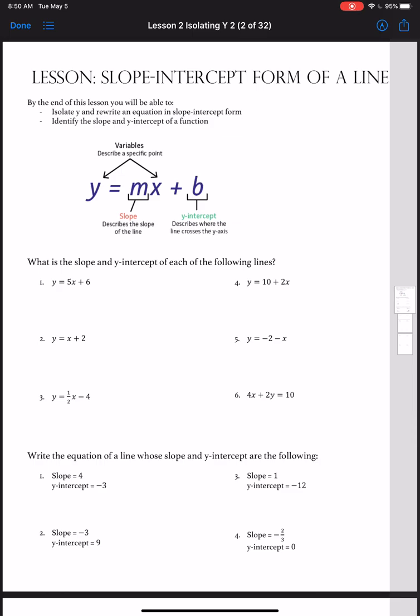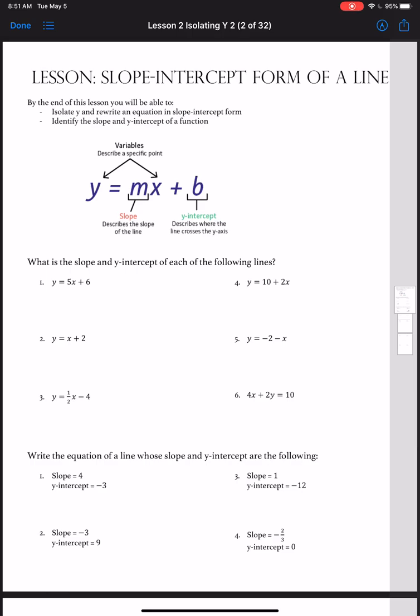The slope-intercept form of a line is what you know as y equals mx plus b. The coefficient of x, the number in front of x, is the slope. It describes the slope of the line. So how is this function changing? Is it changing quickly, slowly, positively, negatively? Those are all the things that we've discussed with slope.